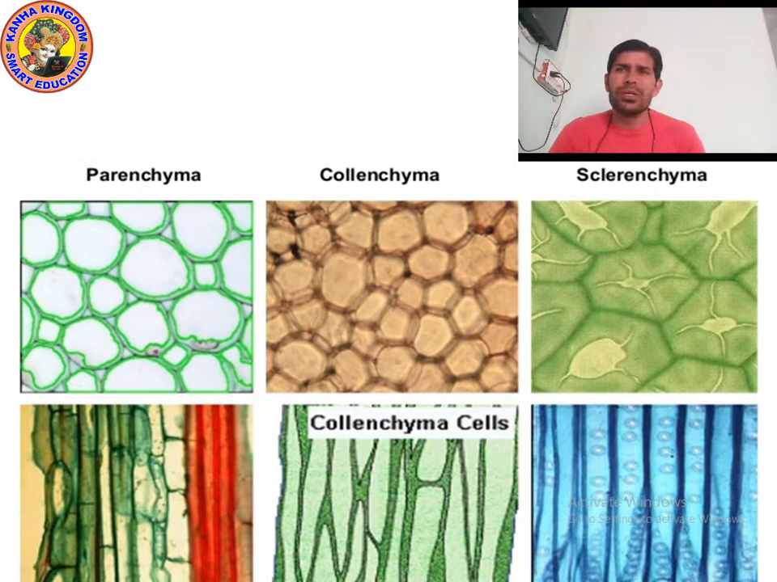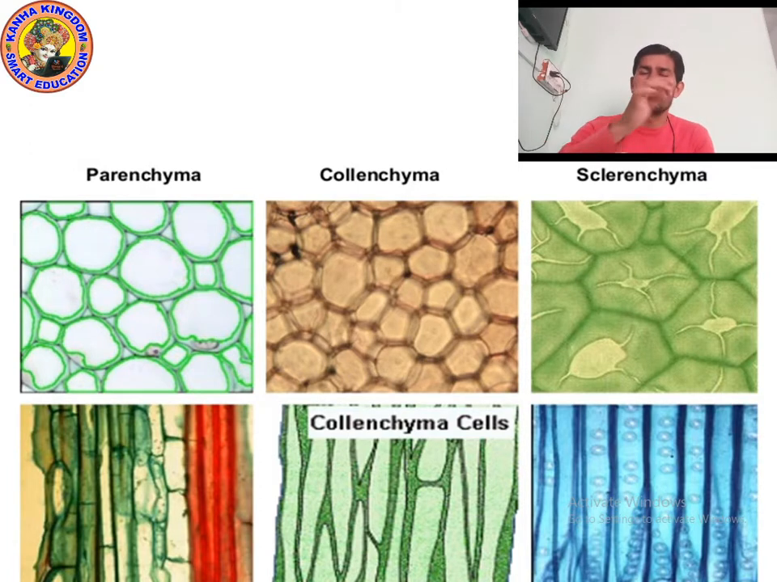And they also give mechanical support to the plant. Okay. And sclerenchyma consists of long, narrow, and dead thick wall cells, and the cell wall contains lignin, a chemical substance. What is lignin? Lignin is a chemical substance which acts like a cement and hardens them. It gives strength and hardness to the plant part.